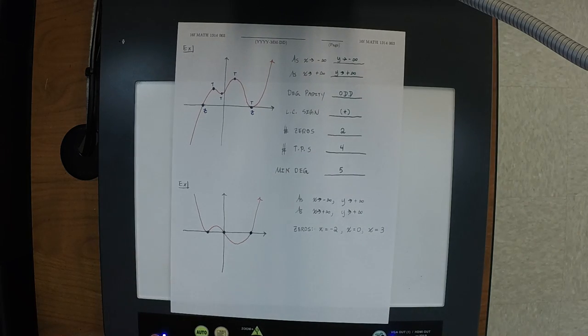So did what I drew agree with all of that information? I think so. I meant for it to.